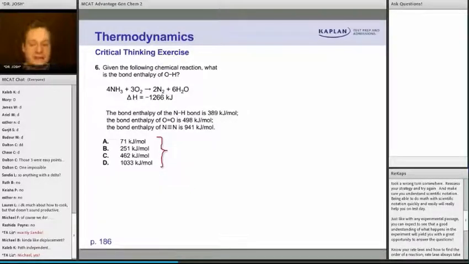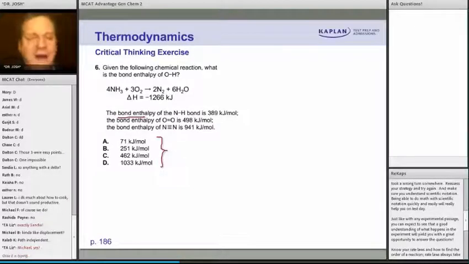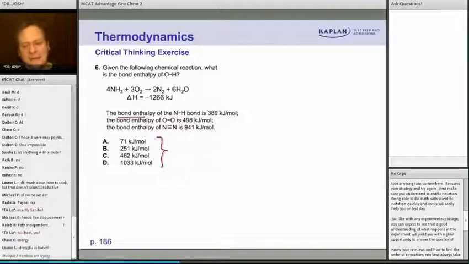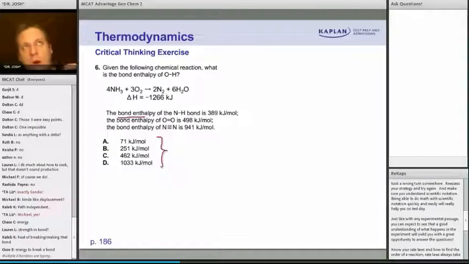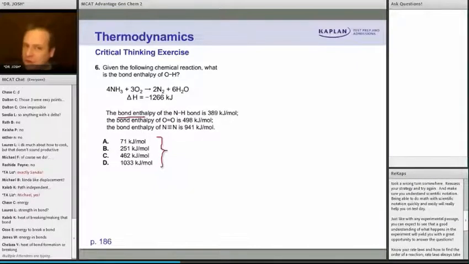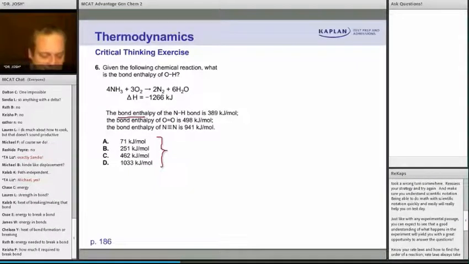We're going to get a question like number 6. Now, we see kilojoules per mole, usually a good indication that we're going to be talking about energy per mole, good indication we're talking about enthalpy or heat. But it's asking us about bond enthalpies. So we need to define that before we get too far in. What does it mean to look at a bond enthalpy?